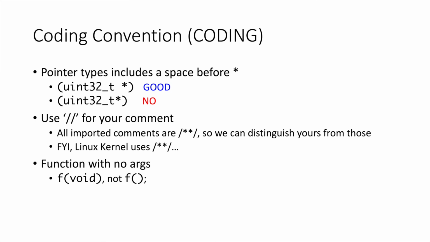And when you make a function with no arguments, please use the function name and the argument list as void, and not leave the argument list empty. Empty here in C means it could be any list of arguments, and mentioning void is more explicit to say that this function has no argument.